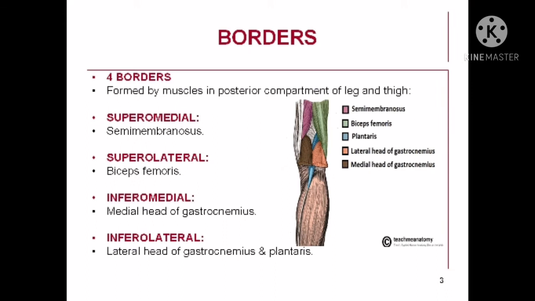The popliteal fossa has four borders, and these borders are formed by the muscles in the posterior compartment of the leg and the thigh. The superior-medial border is formed by the semimembranosus muscle tendon, and the superior-lateral border is formed by the biceps femoris muscle of the thigh. The inferior medial border is formed by the medial head of the gastrocnemius muscle, and the inferior lateral border is formed by the lateral head of the gastrocnemius and the plantaris muscle.